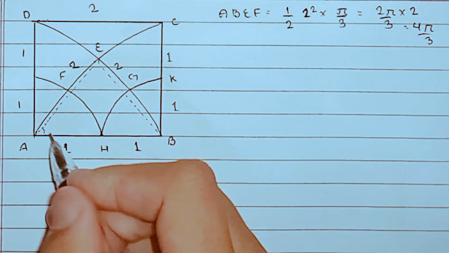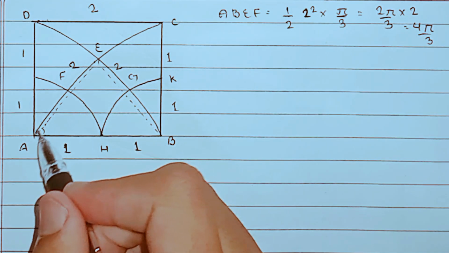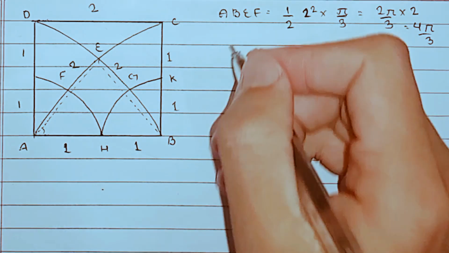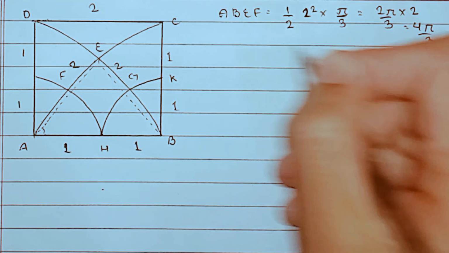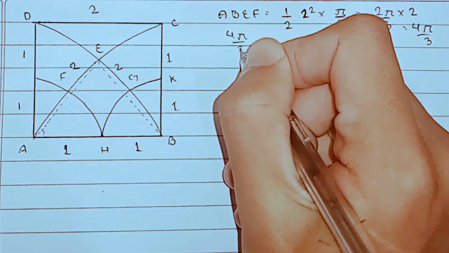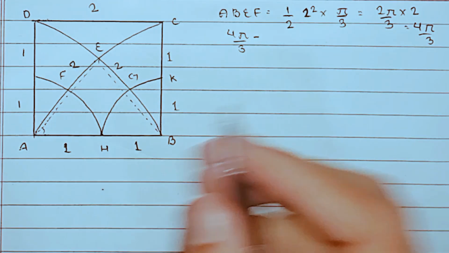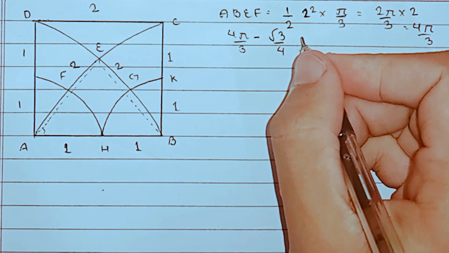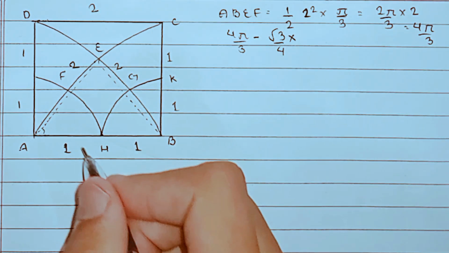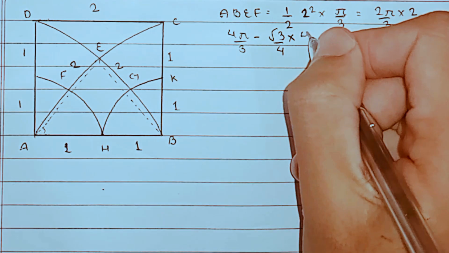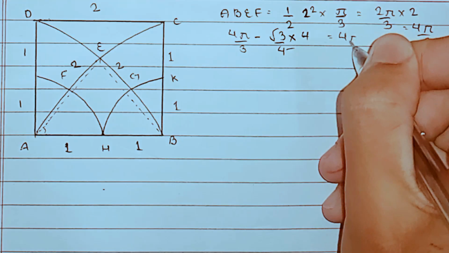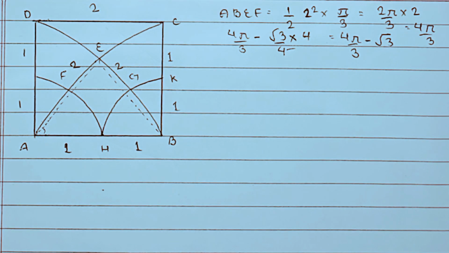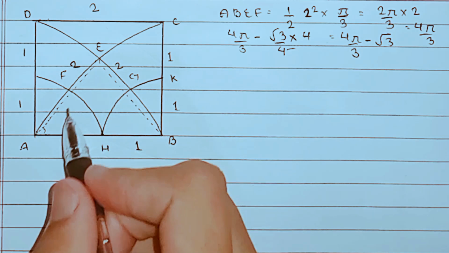But notice that when we add two sectors, this equilateral triangle comes twice, so we must subtract it. So the area of the equilateral triangle we must subtract. The area of an equilateral triangle equals root 3 by 4 into a square, where a is the side. So a square is 2 square, which is 4, so we will get 4 pi by 3 minus root 3.